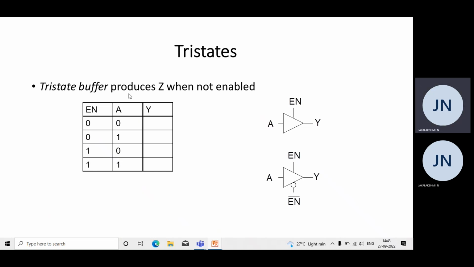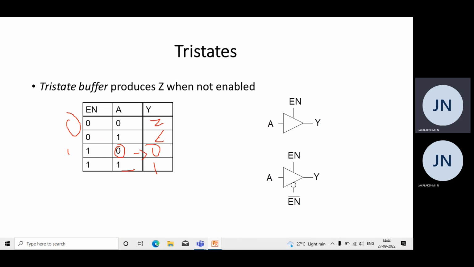So the tri-state will work only if the enable value is 1. When enable is 1, whatever input you give at A, the same input will be passed to the output. Whenever you give enable as 0, the output is high impedance.